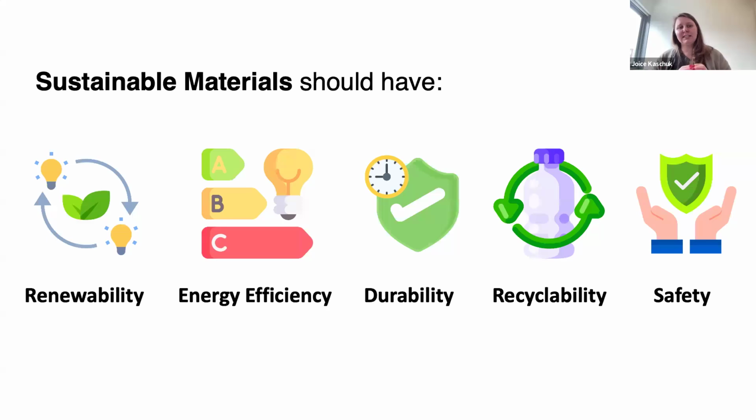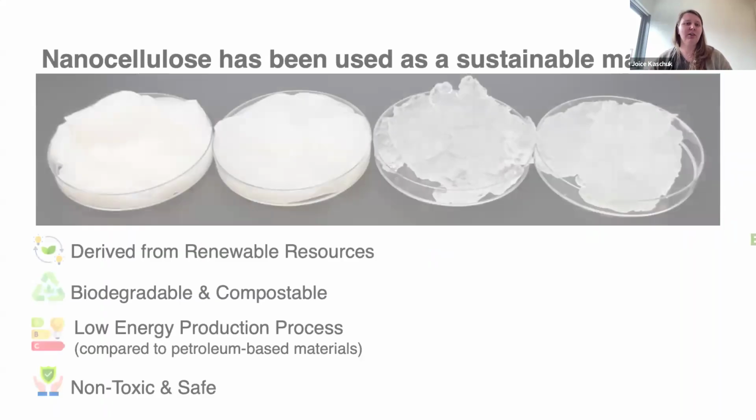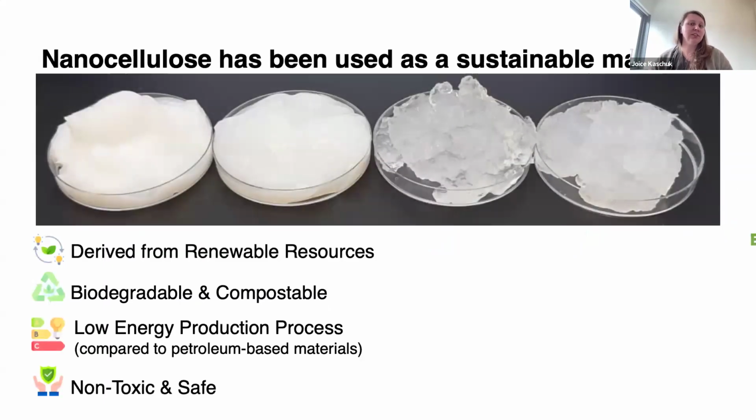When you evaluate these definitions of what is a more sustainable material and look into nanocellulose, we see that it has most of the features. We can produce it from renewable sources. It is biodegradable, and we can make a compost process with it. It has a lower energy process compared to petrol-based materials, and it has no toxicity and is safe for our health. So okay, if we take this nanocellulose and replace it in any technology, we are going to have sustainability.